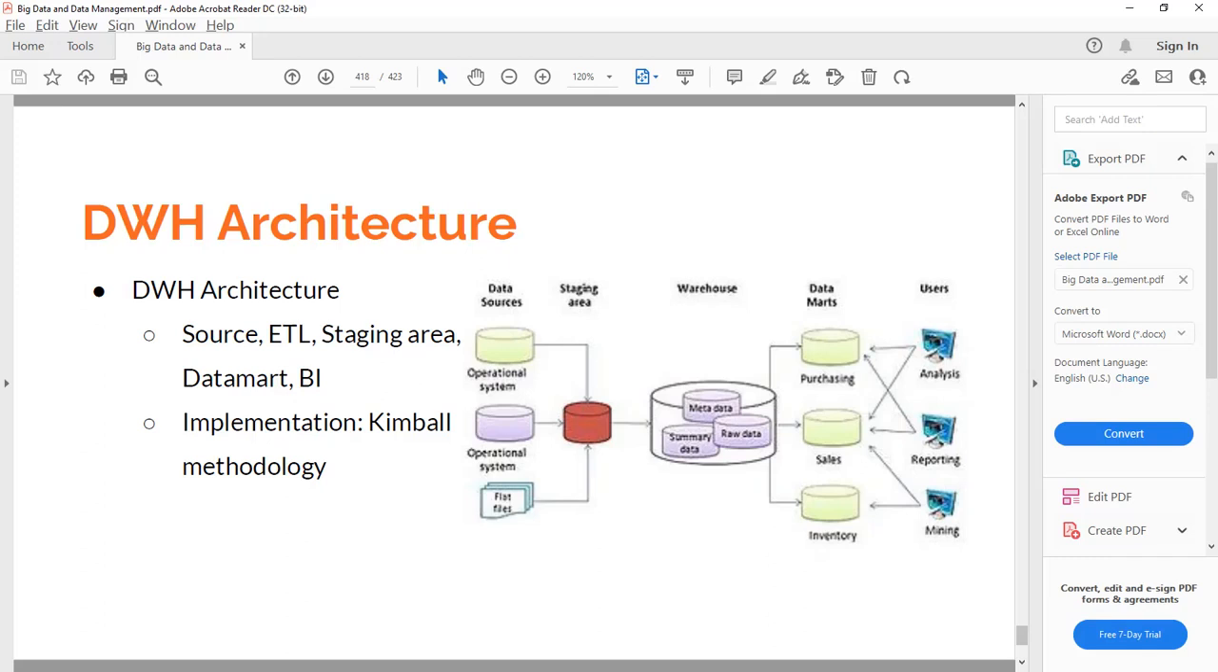During this process, you will need a staging area where you place the intermediate results. This is what we call the staging area. And the loading process is called ETL: extract, transform and load. After this step, when the data from the sources are cleansed, consolidated and aggregated, we place them into the data warehouse.